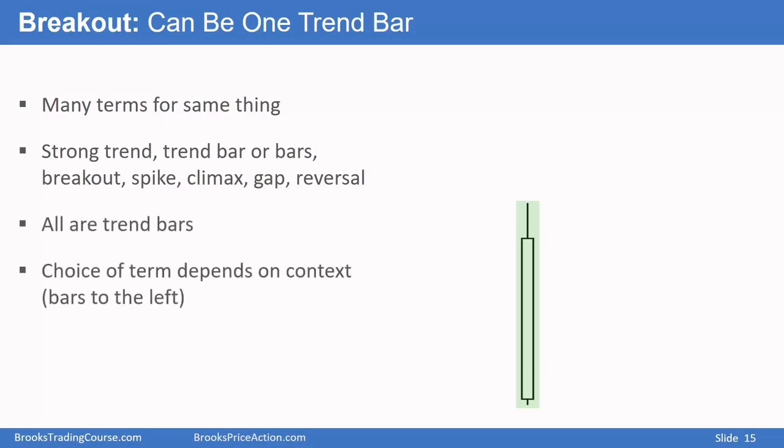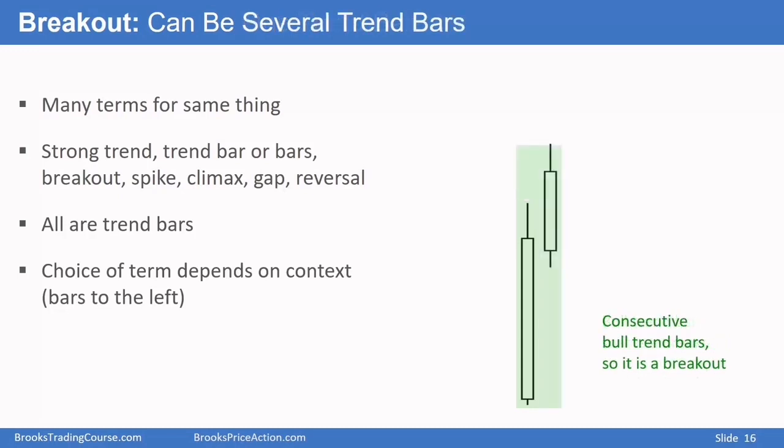Now, which term I use depends on what took place over here to the left. If the market was selling off and reversed up, I would call this a reversal. It's still a buy climax. It's still a bull breakout. It's still a spike. It probably has some kind of a gap between this close and the high maybe of the prior bar. But all that really is important is it's a bull trend bar, and so it's a breakout. Even if you don't know what's being broken out, you see a bull trend bar, it's a breakout.